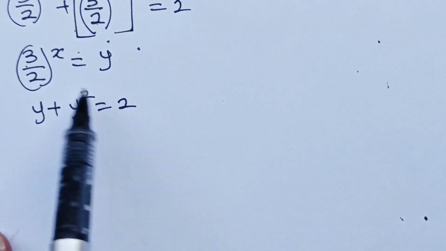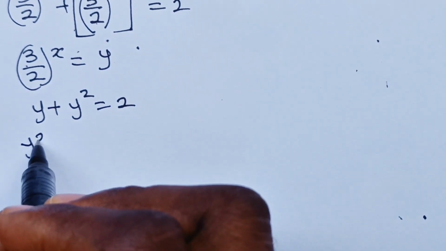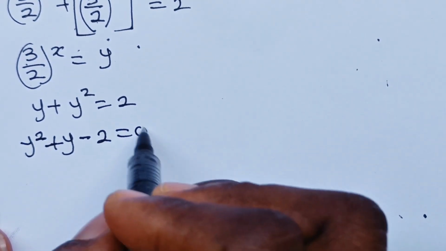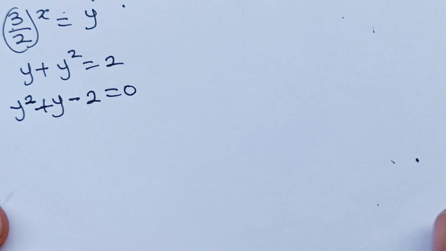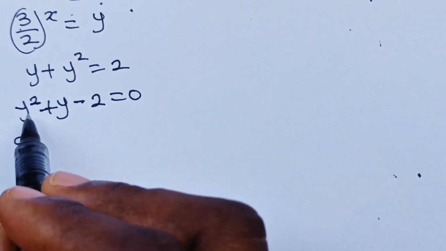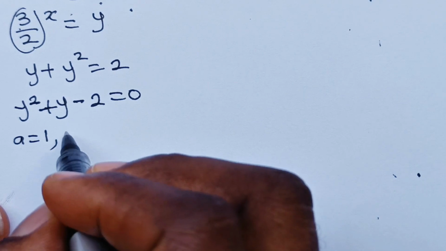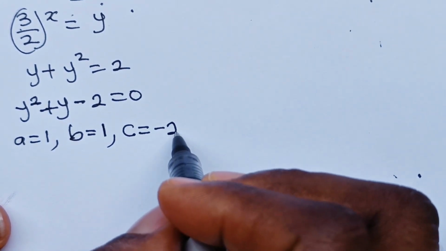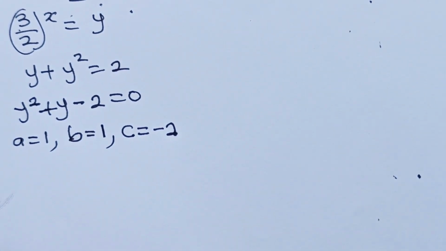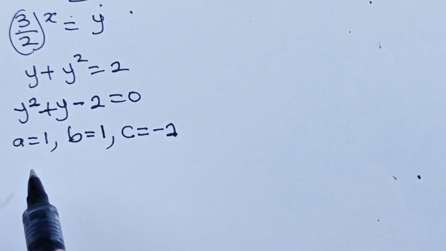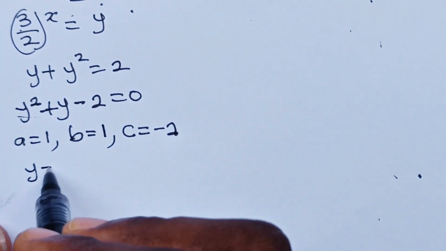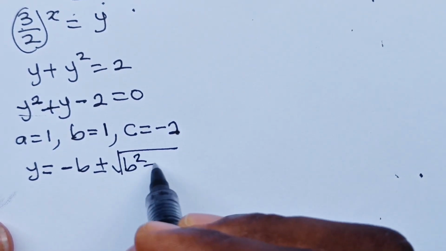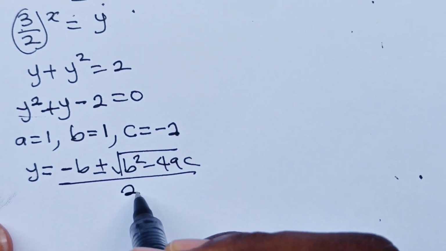So let's rearrange this in a normal way. A quadratic equation starts with y squared plus this, then let this cross to become minus 2 is equal to 0. Now we look at this, we have our a, the coefficient of y squared, which is 1. Our b is the coefficient of y, which is 1, and our c is minus 2. Now you're going to solve this using the quadratic formula, and that formula states that y should be equal to minus b plus or minus the square root of b squared minus 4ac, everything divided by 2a.